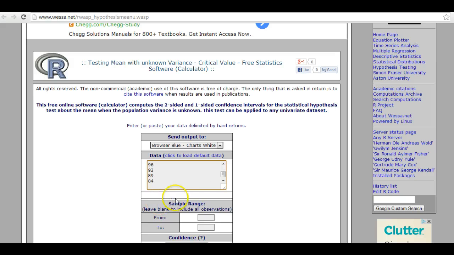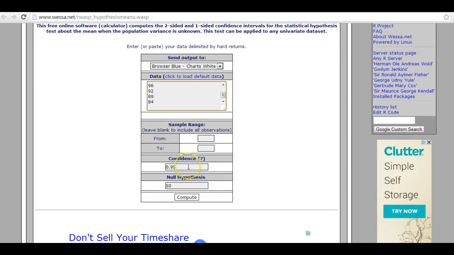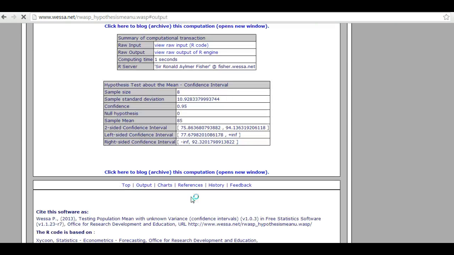Okay, for us, sample range, we're going to keep blank, and confidence interval, we wanted 95%. The null hypothesis so far is not useful for us. It doesn't have any kind of meaning for our test. So I'm just going to compute this. And the confidence interval, the two-sided one, is the one that we want. It's between 75.86 and 94.14 with 2 decimal places of accuracy.